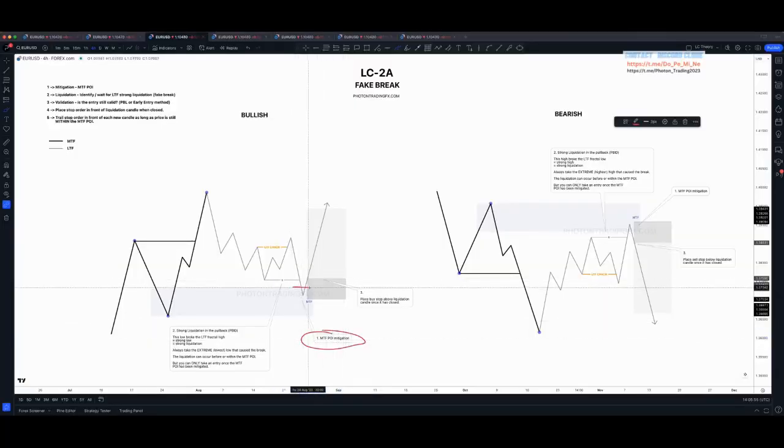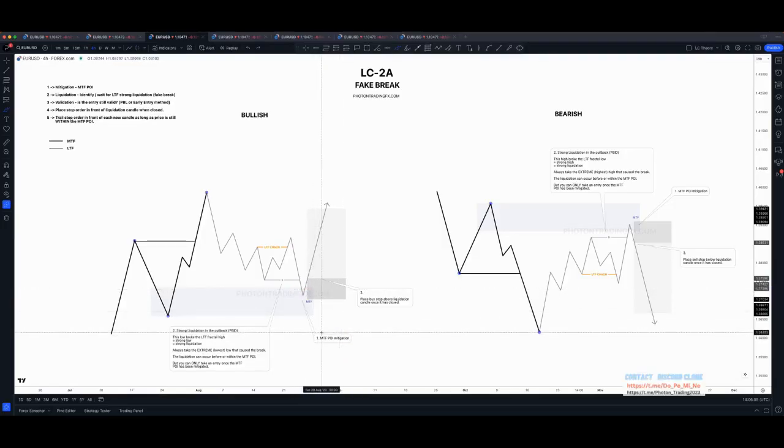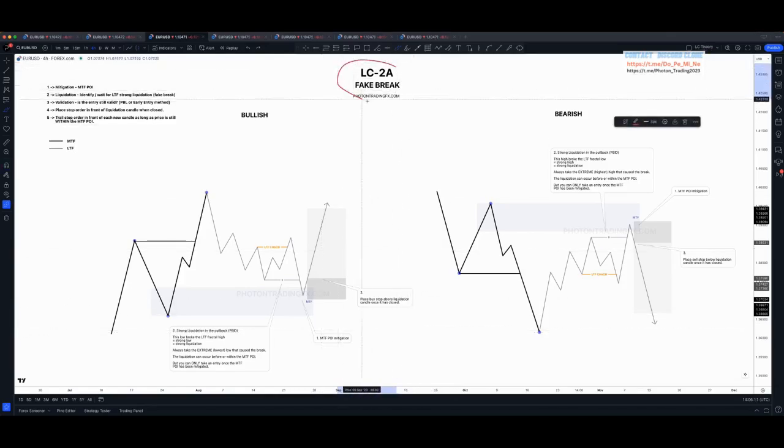So literally set your alerts on your POI. And until that alert goes off, until we actually get price tapping into your POI, we do nothing. Only once we have the POI mitigation can we now look at the rest of the entry model requirements. Okay, so this is the primary and first entry model we're looking at.